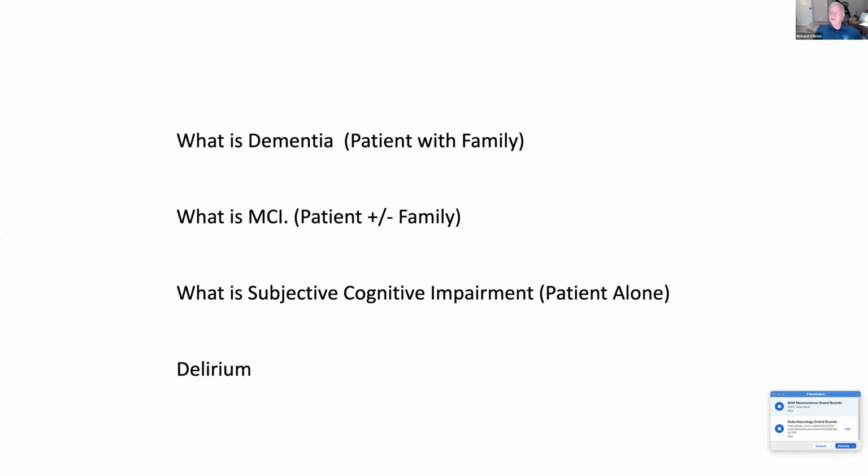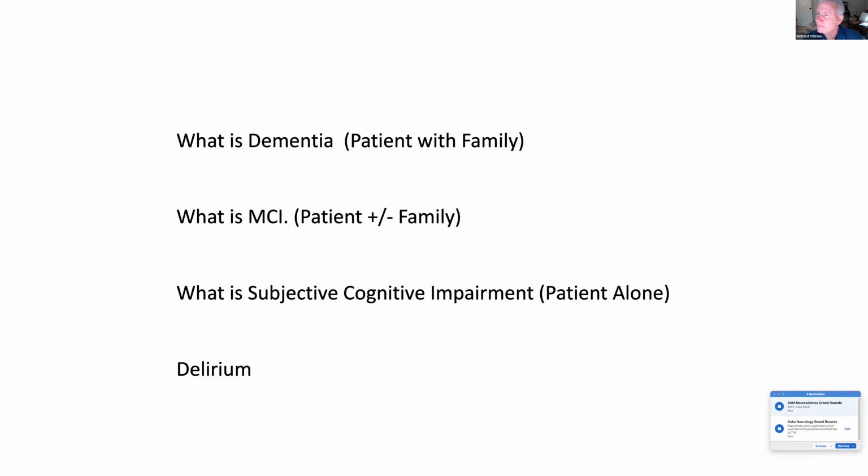So I'm going to talk about dementia. I just gave grand rounds at Penn, and I am resuscitating that for those interested. We're going to start with some simple definitions.